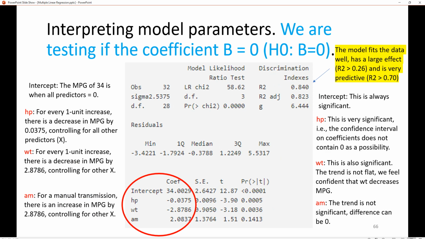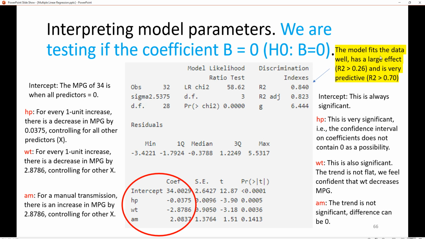And this is how we can interpret model parameters. When we do a regression and look at each individual predictor, we are testing if the coefficient b equals 0. b represents the coefficient values that you see: negative 0.03, negative 2.87, 2.08. Those are the beta coefficients for each predictor. And that's our hypothesis. Our null hypothesis is that our beta coefficients equal 0.